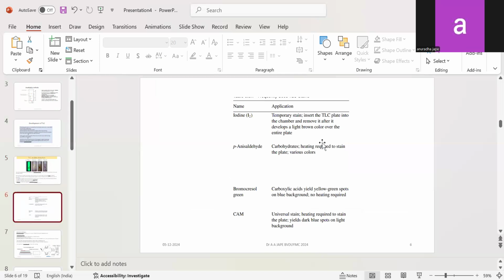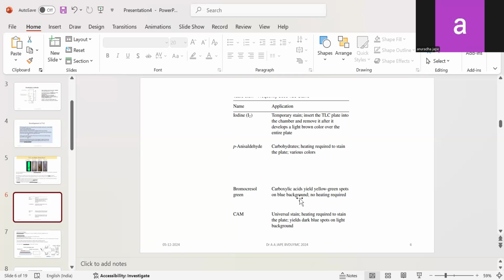Here are some common examples of various visualizing agents like iodine, which is a temporary stain. It is not going to react but interact temporarily with the molecules and give the brown spots. Then you have selective agents for carbohydrates, you have bromocresol green for carboxylic acids, etc.